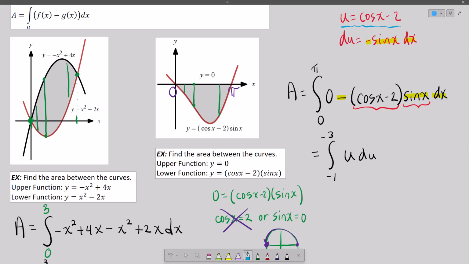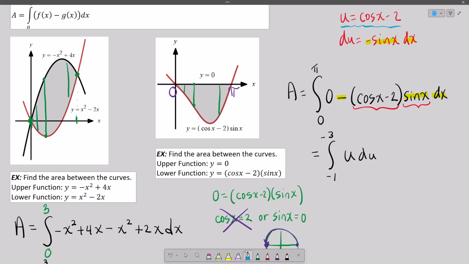So if we plug in the x equals 0 up here, cosine of 0 is 1. 1 minus 2 is negative 1. That's how we got this negative 1. Plug in the pi. Cosine of pi is negative 1. Negative 1, subtract 2, you get negative 3. So that's where we're at.